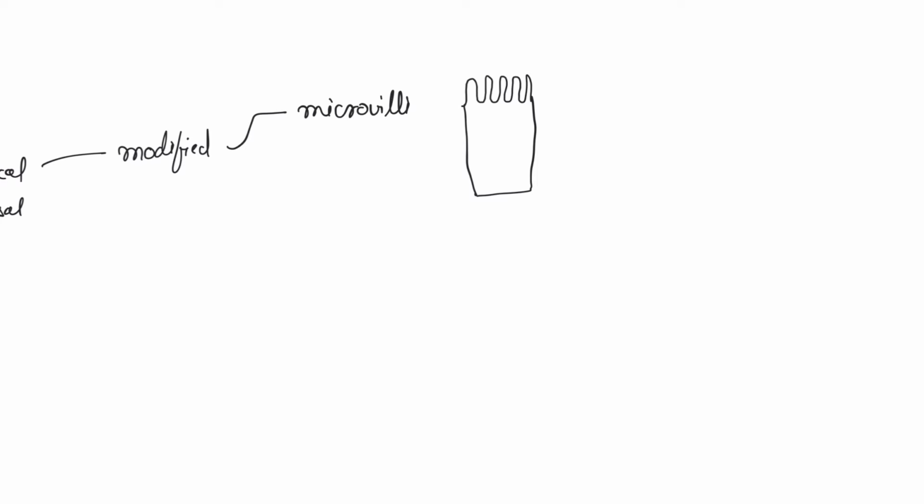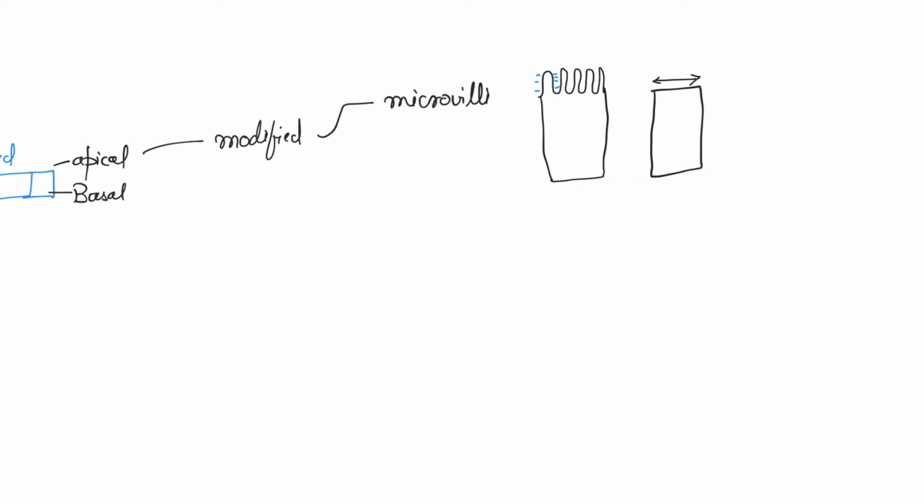Now, the cell could have been just this, right? And in that case, what would be the area? Just this much. But now what is happening is these are also going to absorb stuff, right? So that is how the folds increase the area. It's a very simple thing. Okay, now what else?